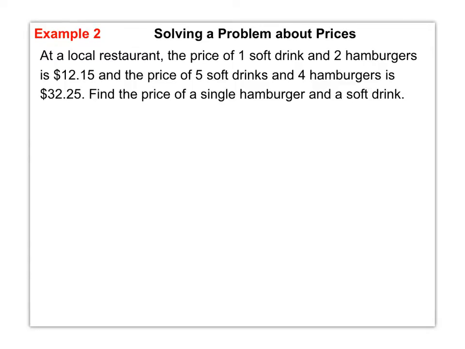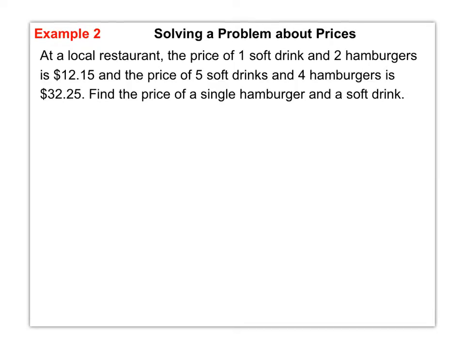In this example, we're solving a problem about prices. At a local restaurant, the price of 1 soft drink and 2 hamburgers is $12.15, and the price of 5 soft drinks and 4 hamburgers is $32.25. Let's find the price of a single hamburger and a soft drink.